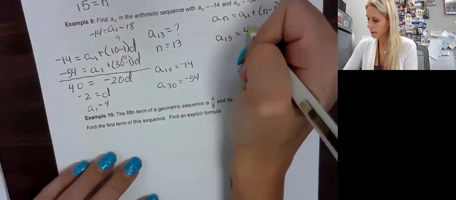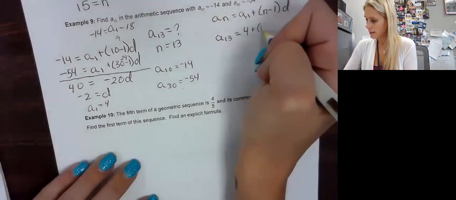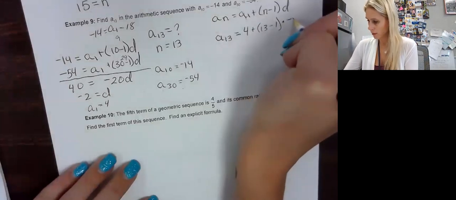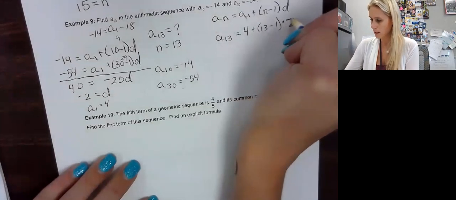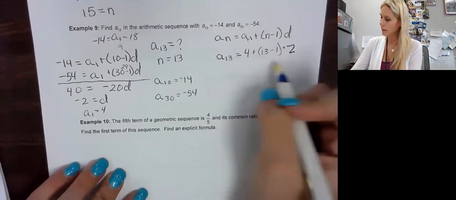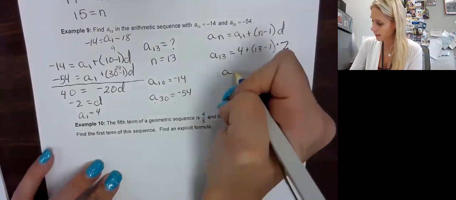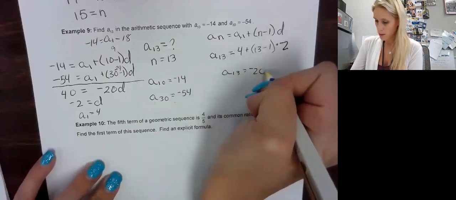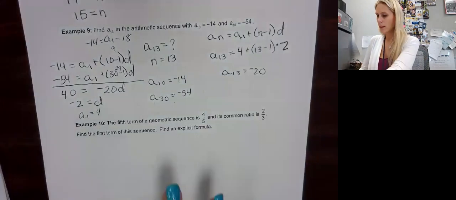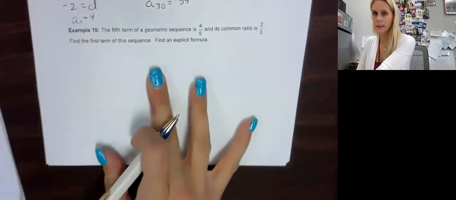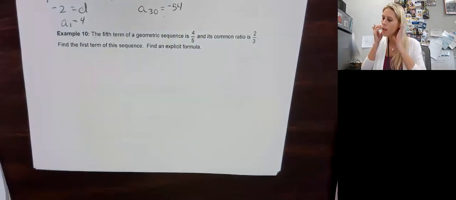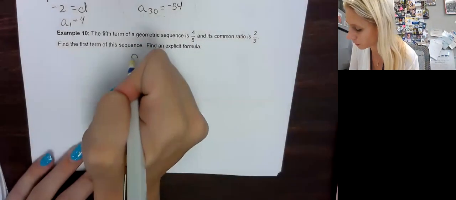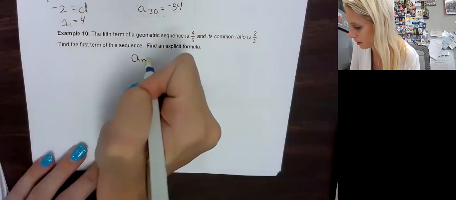So now let's plug that in. It is 13 minus 1 times negative 2. I know I'd rather have that in front because it looks better. Now when we calculate that all out, you find that a subset 13 equals negative 20. All right, let's look for a new question here, right? The fifth term in a geometric. Okay, let's write down geometric because we've been used to so many arithmetic.